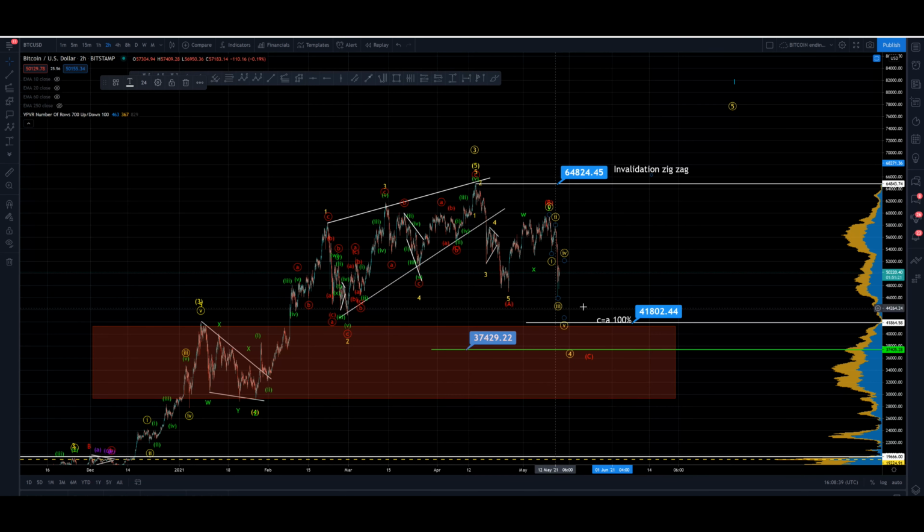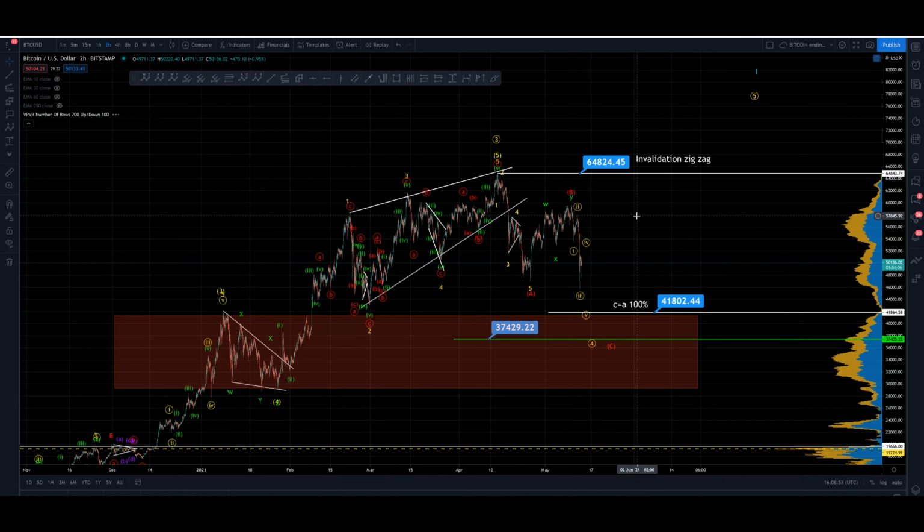So in the meantime, A equals C, or C equals A, this level here 41802, and this level here at 38.2% in the prior wave, 37429, accepting this ending diagonal into a zigzag as our new primary count.